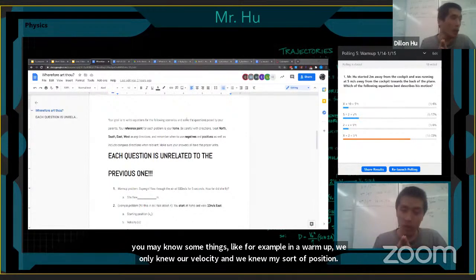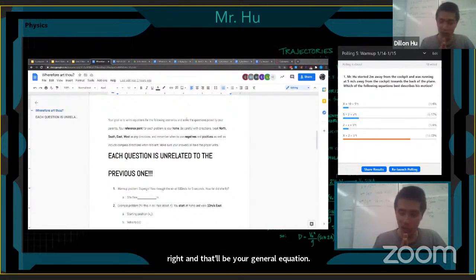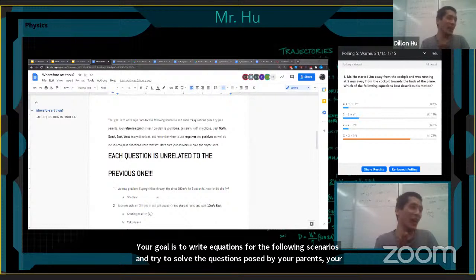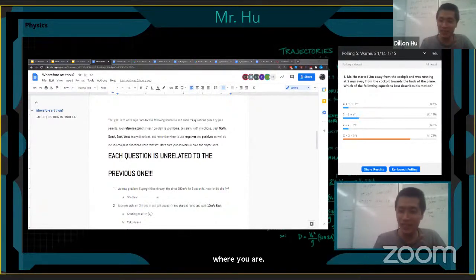So your reference point for each problem is your home. I want you to be careful with directions here. I want you to treat north, south, east, west as x and y directions. Parents don't want to do an equation? Well, this is your chance to educate them. Say that, hey, if you don't like physics, that's setting a bad example for me. So this is your chance to teach your parents and your family how much you love physics and how meaningful it is. So this is your chance to be an educator.